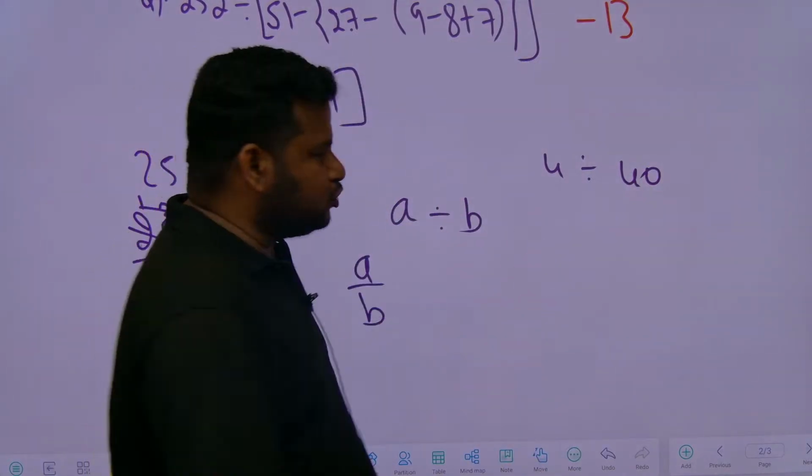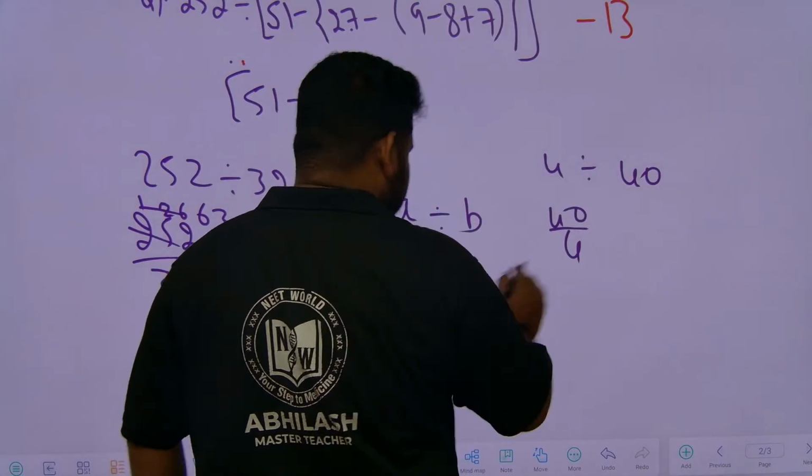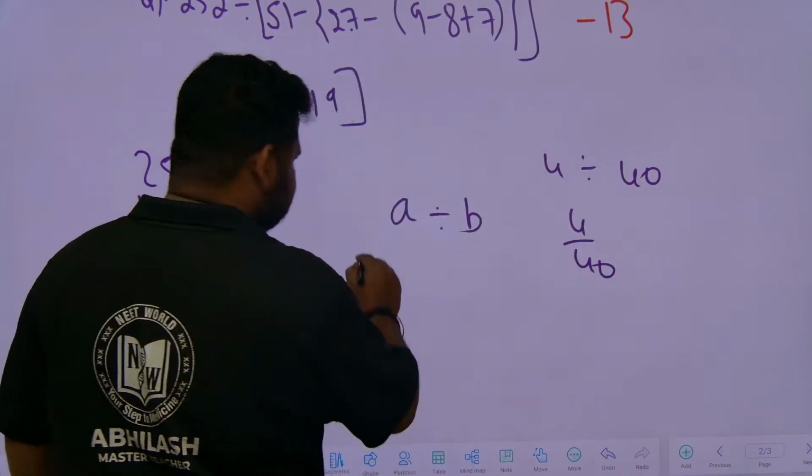It's not like that. You should not write 40 by 4 here. It is not 40 by 4. It should be 4 by 40. A divided by b means you will write it as a by b.